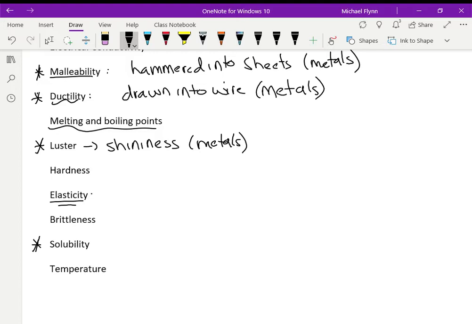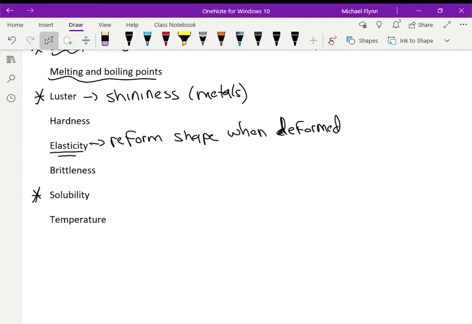Elasticity is the ability to reform a shape when deformed. So let's say you take an elastic band and you stretch it. Well, if you release it, it'll go back to its original shape. That property is called elasticity. Brittleness is, like I mentioned, when glass is breakable, it breaks easily when it experiences an impact force.